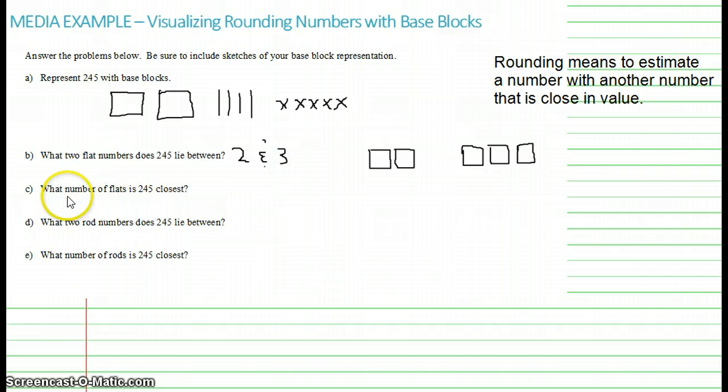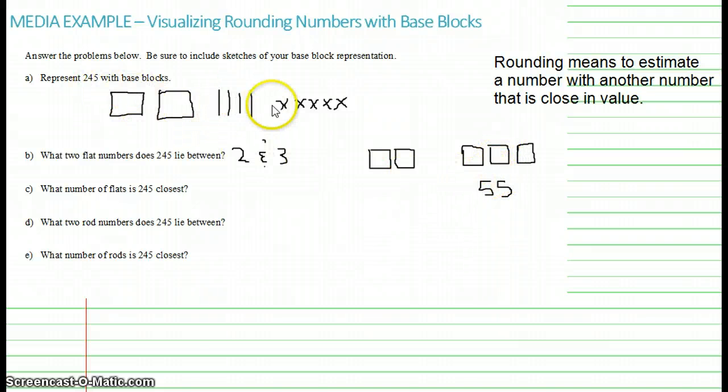The next question asks, what number of flats is 245 closest to? So our better approximation, rounding it to the nearest number of flats, would be whichever one it lies between, but it's closer to. So now looking at this image, you can imagine which one it might be closer to. So we would need to add another 5 units and another 5 rods, or 55, in order to make this equal to 300. So it's 55 away from 300.